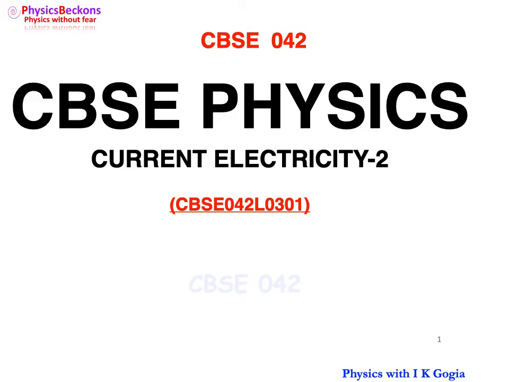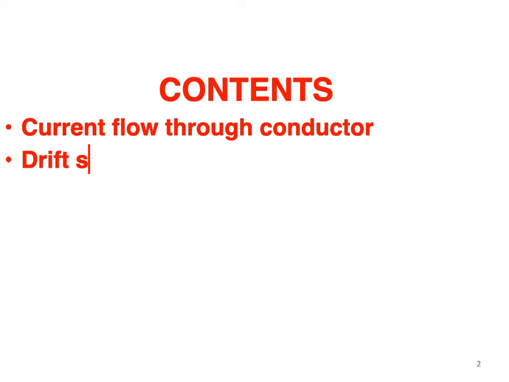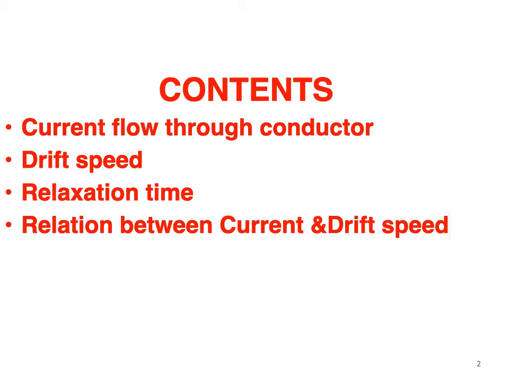In the present video, current electricity part 2, we will be discussing the current flow through conductors, the drift speed of the electrons, another important term, the relaxation time. Then we will correlate the drift speed with current. We'll define the current density and obtain an expression for it.